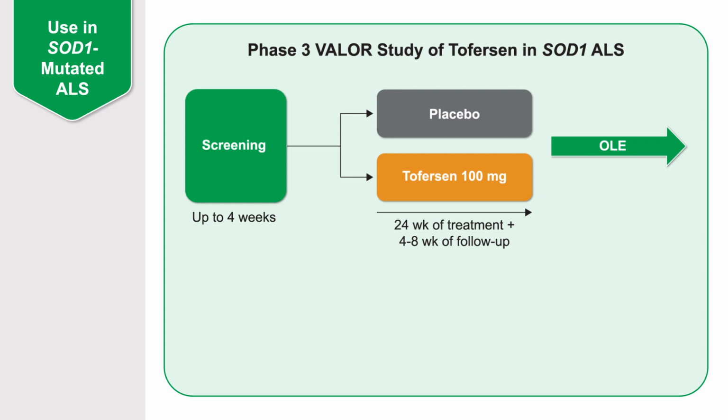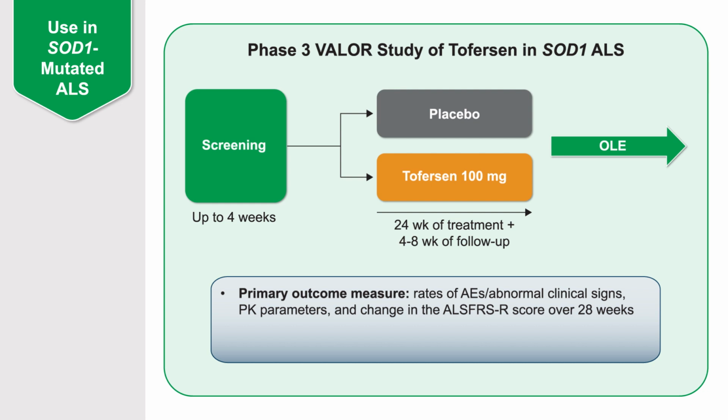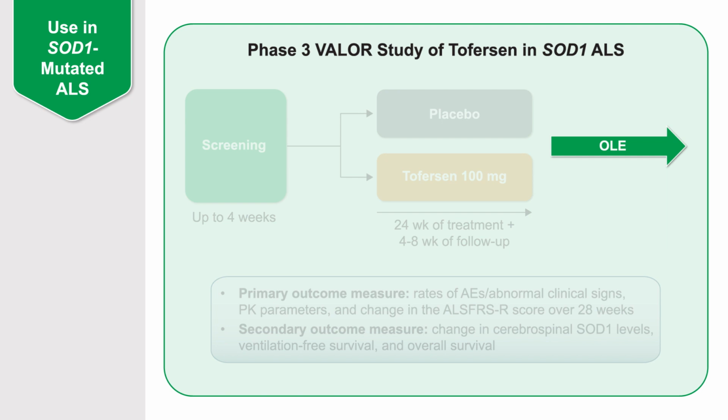The phase 3 clinical trial is called VALOR, and it involves a number of patients with SOD1 ALS. In this study, the primary outcome measure included rates of adverse events and abnormal clinical signs, pharmacokinetic parameters, and the change in the ALS Functional Rating Scale over the course of 28 weeks. Secondary outcomes include the change in the cerebrospinal SOD1 levels, ventilation-free survival, and overall survival. A long-term safety extension study is also ongoing and will be including patients that completed the main placebo-controlled study.